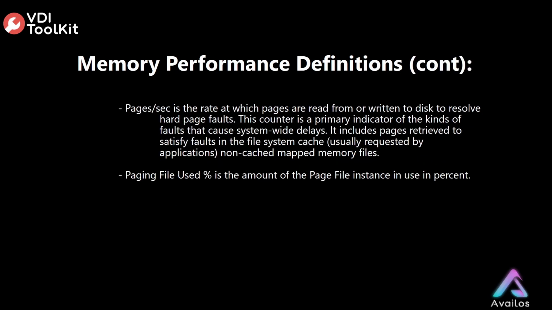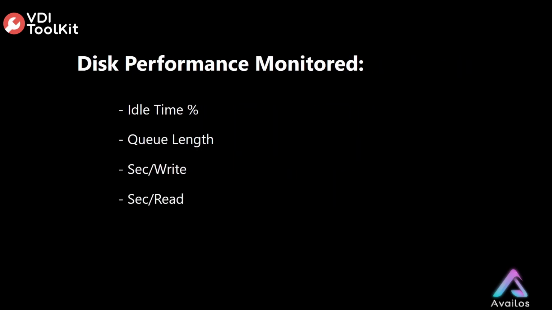Pages per second is the rate at which pages are read from or written to disk to resolve hard page faults. This counter is a primary indicator of the kinds of faults that cause system-wide delays. It includes pages retrieved to satisfy faults in the file system cache, usually requested by applications, non-cache mapped memory files. Paging file use percentage is the amount of the paging file instance in use in percent.